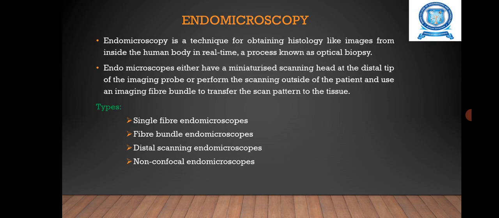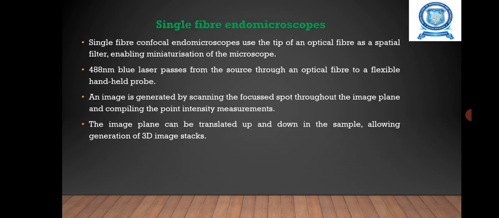Here endomicroscopes either have a miniaturized scanning head at the distal tip of the imaging probe or perform the scanning outside of the patient and use an imaging fiber bundle to transfer the scan pattern to the tissue. Here are some of the types of endomicroscopy: single fiber endomicroscopes, fiber bundle endomicroscopes, distal scanning endomicroscopes, and non-confocal endomicroscopes. First we are going to see the single fiber endomicroscopes.